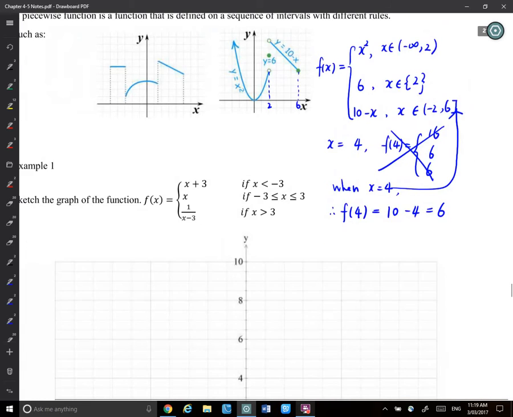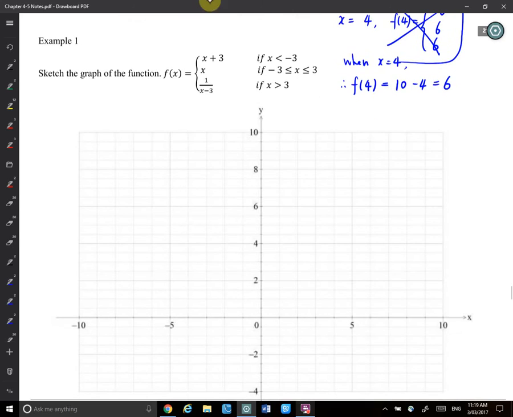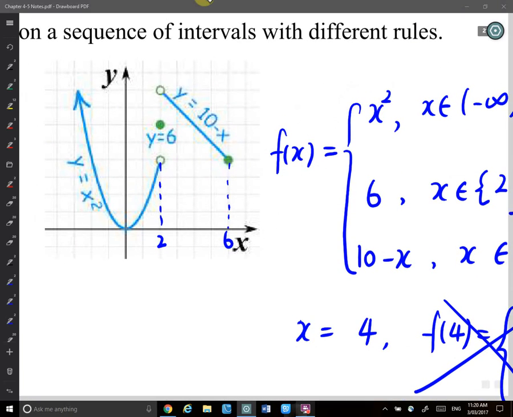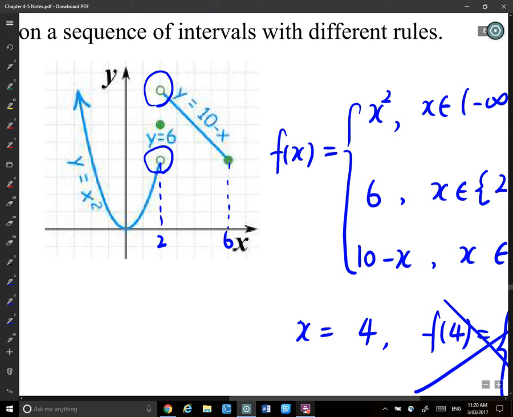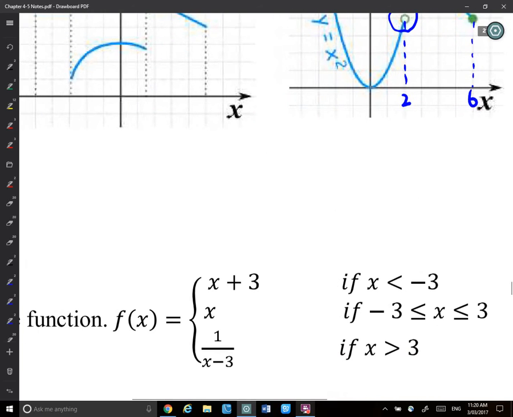Okay, so that's the idea of a hybrid function. You just have separate rules and you draw things within each domain, and that counts as one single function. Let's say we have the open circle here, which means when x equals 2, this function cannot take x equals 2, and that function cannot take x equals 2 as well. So for a hybrid function, each x value can only occur once.